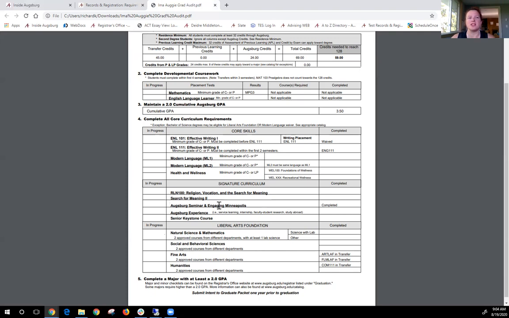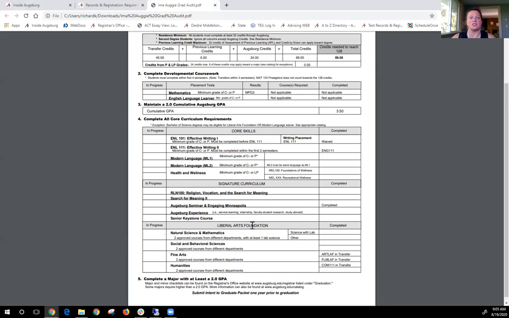Next, we have Augsburg Seminar Engaging Minneapolis. This is College 101, and many transfer students have this completed in transfer because it's for students who haven't been to college before. Augsburg Experience is anything that takes your learning off campus. So for example, a volunteer experience, an internship, research that you do with a faculty, or a study abroad. And that is typically done when you're more in your major, for example, junior, senior year. Senior Keystone course, this depends on what major you're in, and this is a bookend for your experience, prepares you to leave Augsburg specific to your field.